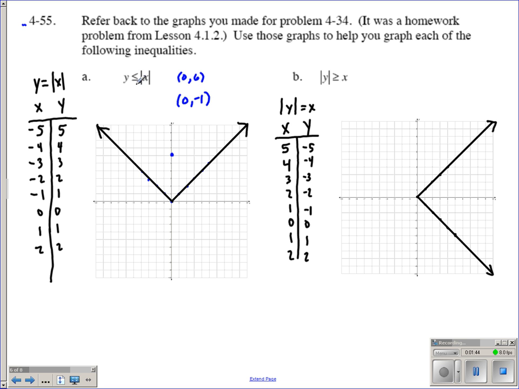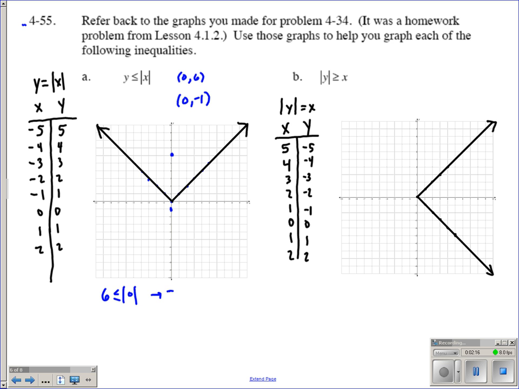We're going to plug those in to see which one, and I'm going to mark that point right there, which one of these 2 points makes it true. If the one on this side makes it true, then all of these points will work. If the one on this side works, all of these points will work. So let's plug it in. The first one, (0, 6). I've got 6, that's my y value, is less than or equal to the absolute value of 0.